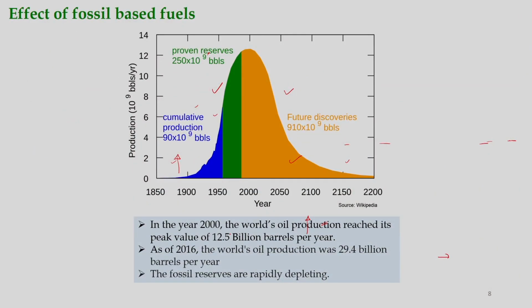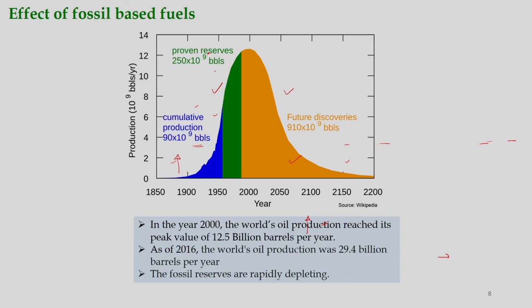So, let us see the production of fossil fuel with years. This cumulative production, this BBLS, stands for billion barrels. Okay. Cumulative production till the 1950s was 19 into 10 to the power of 9 BBLS, and the proven reserve is about 250 into 10 to the power of 9 BBLS.